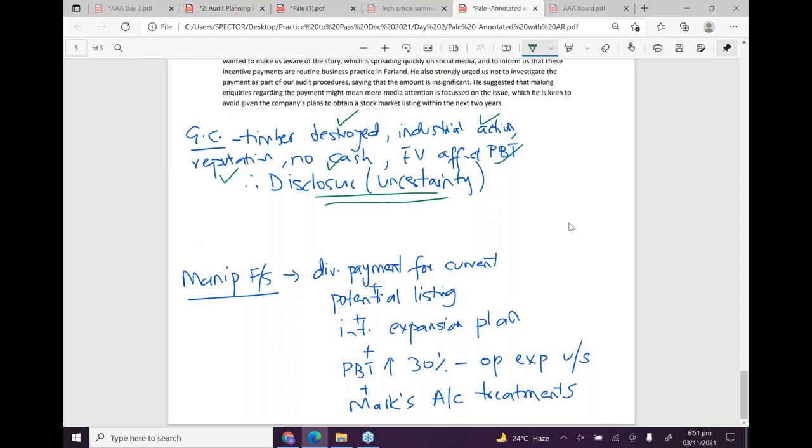Overall, regarding manipulation, they will need to give a dividend payment. They're looking to get listed. They have international expansion. Profit before tax has gone up significantly, and Mark's accounting treatments are quite dodgy. The fact that he wants to include the grant, etc., combined, this is indicative of manipulation. So she would give you about 2 marks for this and 2 marks for manipulation as well.